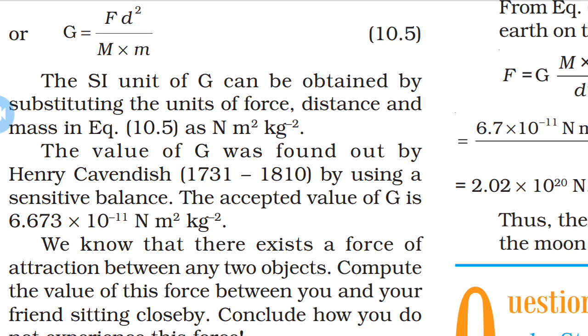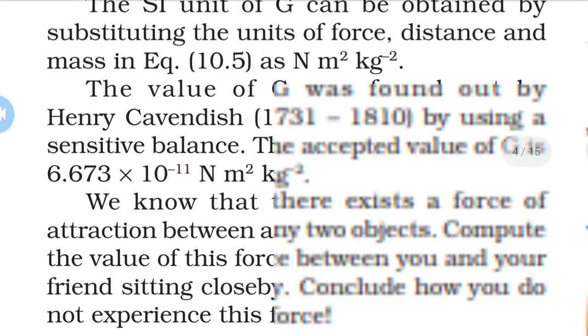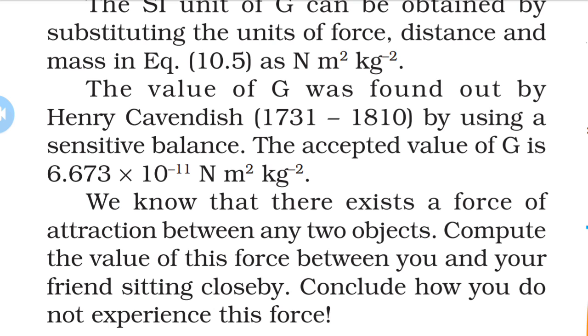Force is measured in Newton, distance squared in meter square, upon mass multiplied by mass, kilogram into kilogram, that is kg raised to minus 2. So the SI unit of universal gravitation G is Newton meter square kg raised to minus 2. Now the value of G, the gravitational constant: Henry Cavendish first measured the value of capital G using a sensitive balance and obtained the value 6.67 into 10 raised to minus 11 Newton meter square kg raised to minus 2.